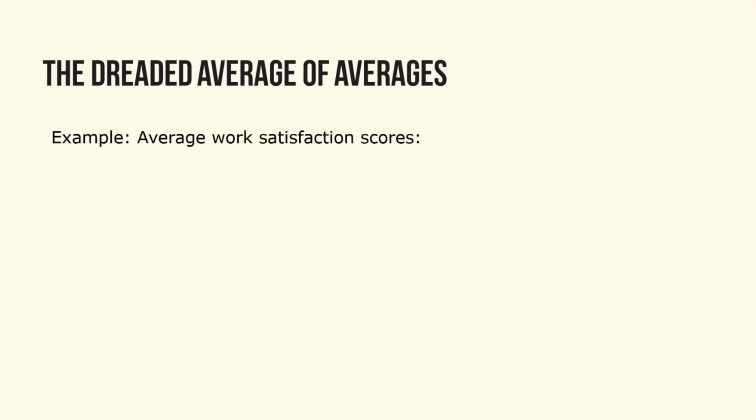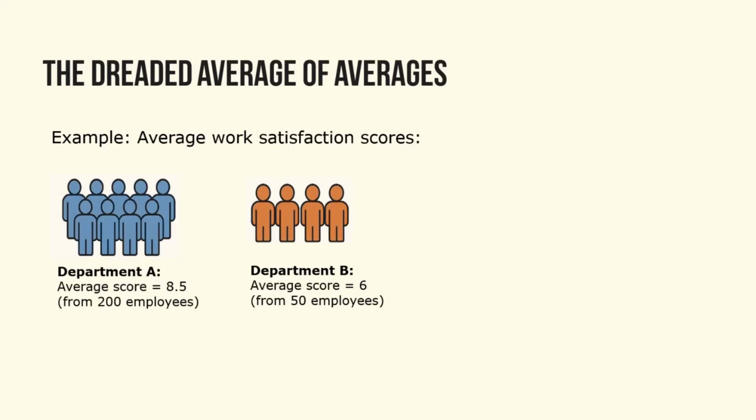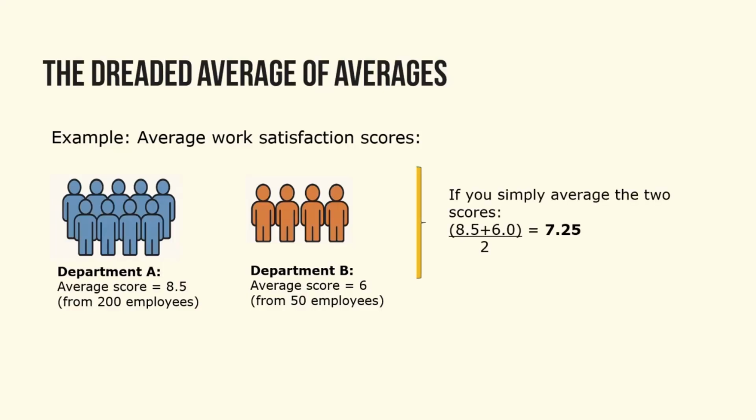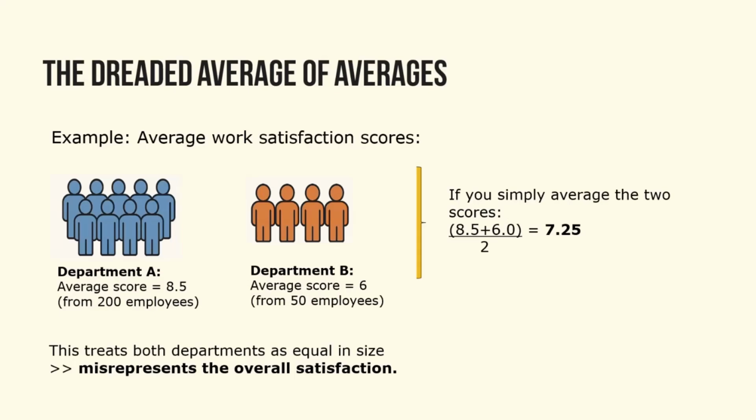So, average work satisfaction score. We have Department A, where the average score is 8.5, and Department B, where the average score is 6. But you can see here that Department A has 200 employees, and Department B, where the score is lower, only has 50 employees. If we simply average those two averages, it will give us the score of 7.25. But we are treating both departments as equal in size, which they're not. So we are misrepresenting the overall satisfaction.